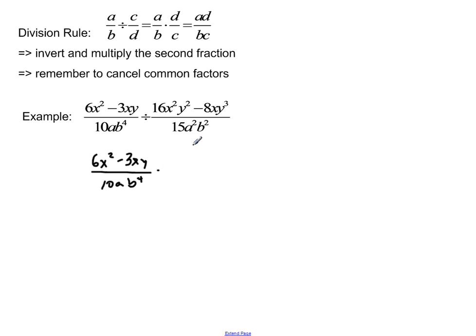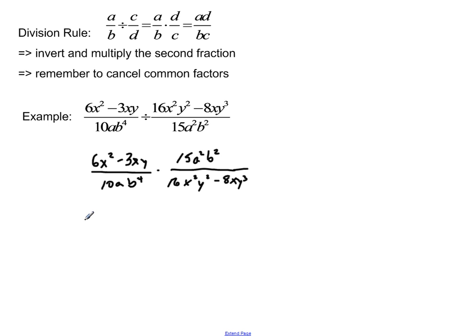But we're going to have to invert and multiply this second fraction, so we're going to get 15a squared b squared, this time divided by 16x squared y squared minus 8xy cubed. Interesting, interesting. Okay, so let's see what's going to happen here.